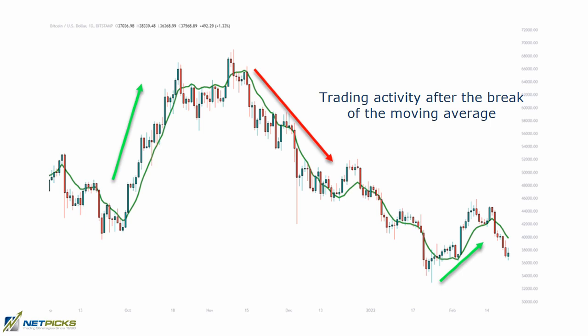So for this example, we would look for price to break the average and then have some trading activity after the break. Okay, you're going to ignore weak breaks when price doesn't hold, and you're going to look for those areas that are done with some momentum. Now, we can also look for lows above or highs below the average to signal a change. And I'm going to talk about that in the next example here.